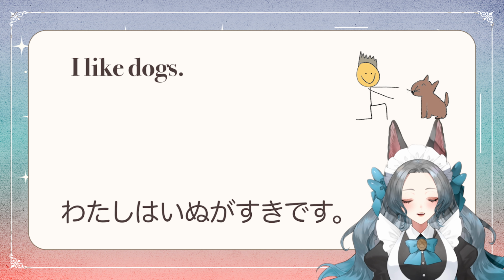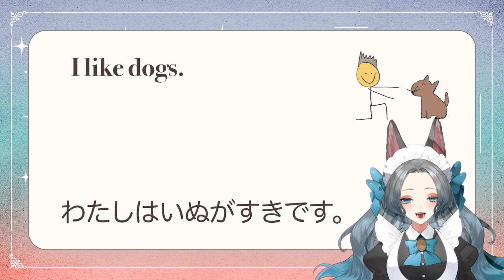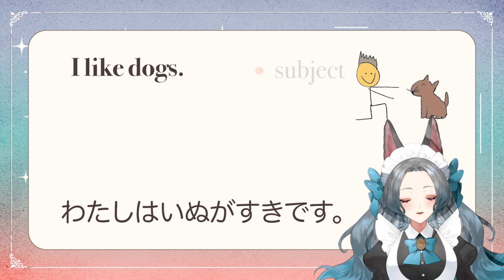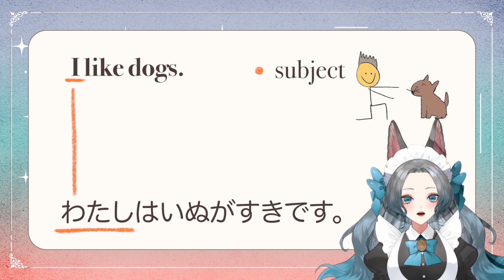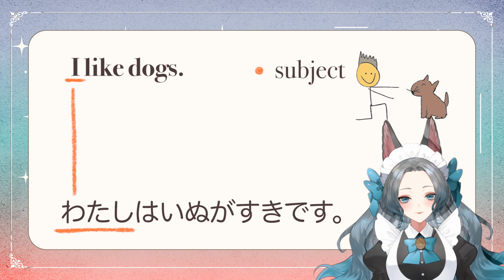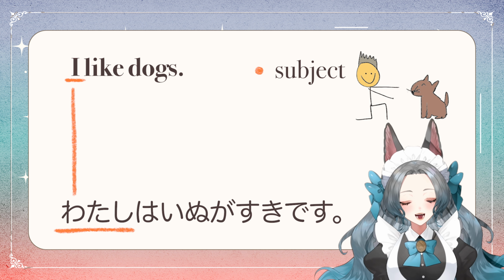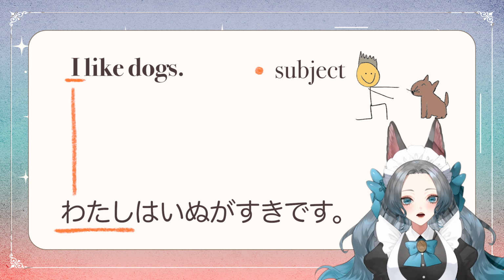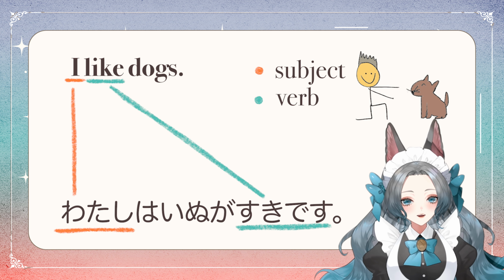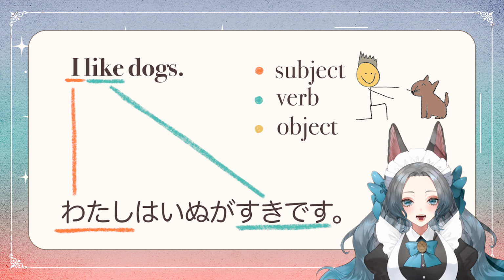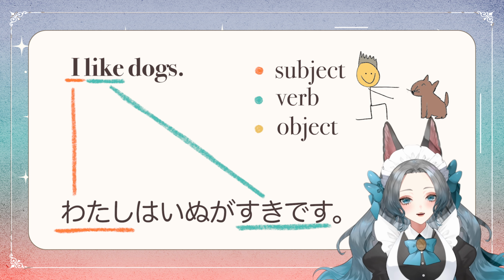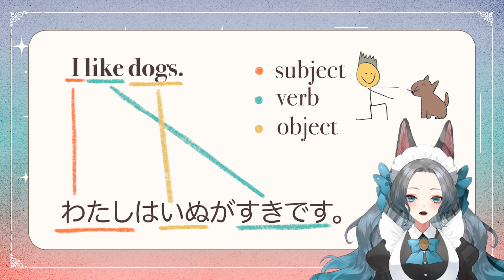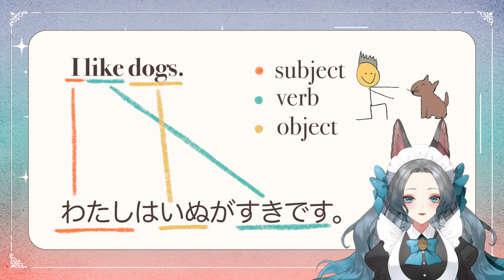私は犬が好きです。In this sentence, the subject is I, or 私. We are talking about ourselves or myself. The verb is the word like, 好き, and the detailed information of what I like or the object of this sentence is dogs or 犬 in Japanese.